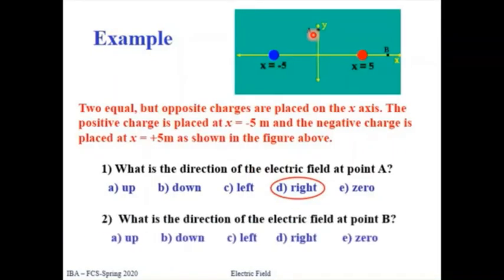And the second question, what is the direction of the electric field at point B? Again, because this has the magnitude of a positive charge and this has the magnitude of a negative charge, to find the direction at this point, we just need to add vectorially the magnitude and direction from these two charges. So your answer would be left in this case.